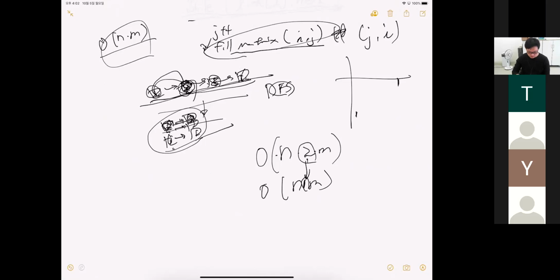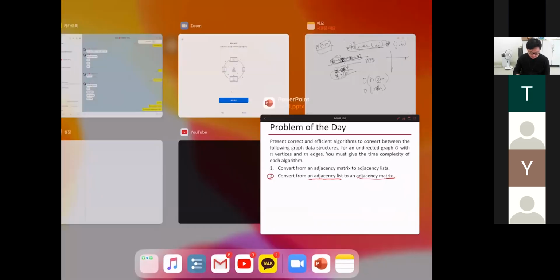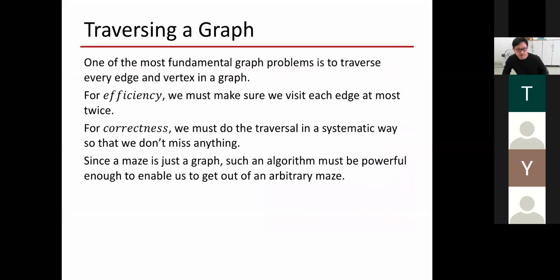Okay. All right. So go back to the slide. Okay, we solved it. So today we're going to talk about the graph and the BFS. One of the most fundamental graph problems is how to traverse the edges and vertices in the graph. How to do it? Well, we have many mechanisms. We can do DFS or BFS. We can do more complex things.